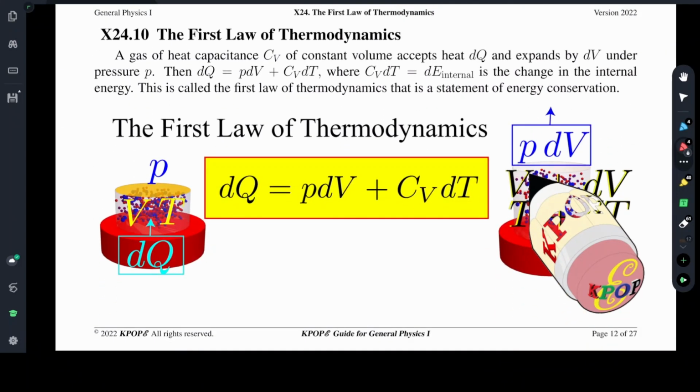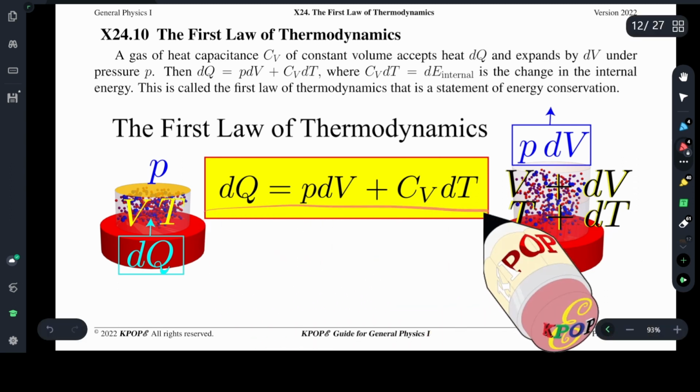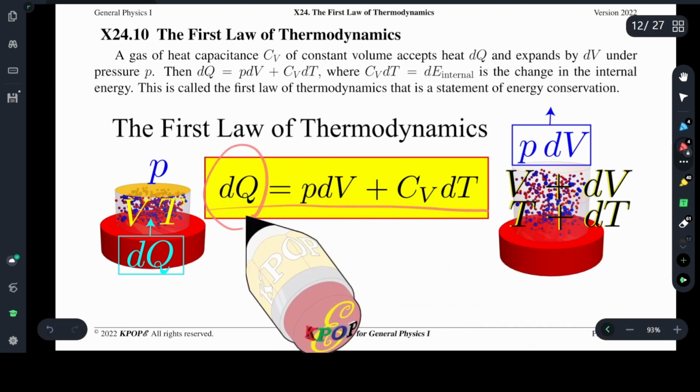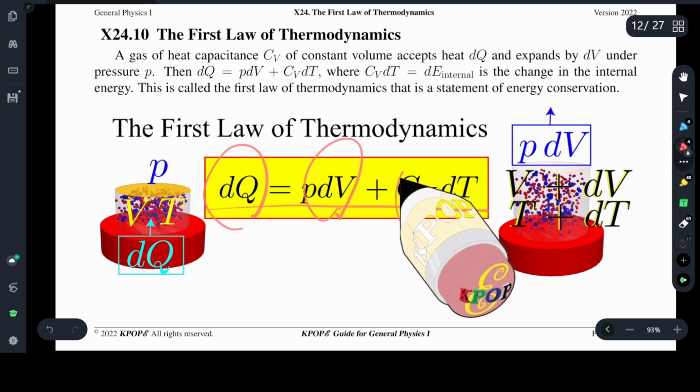Finally, we study the main theme about this class, that is the first law of thermodynamics. The first law of thermodynamics is nothing but the conservation of energy. Actually, I have repeatedly told you this. This is input, and this is output, and this is remnant.